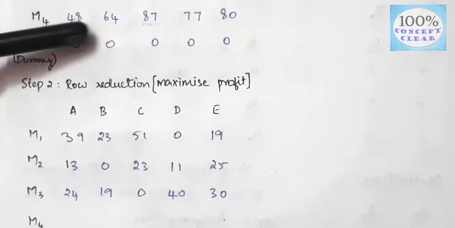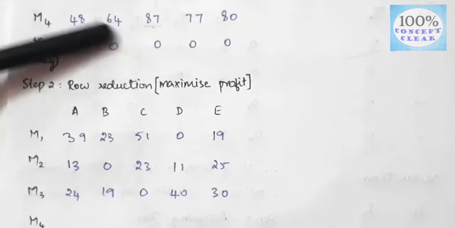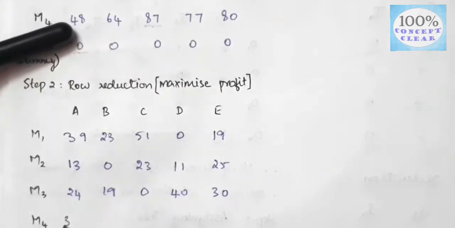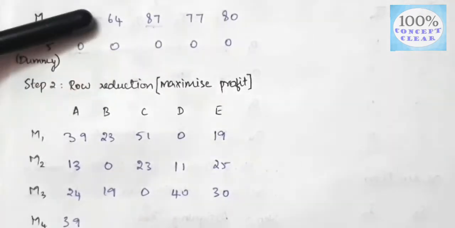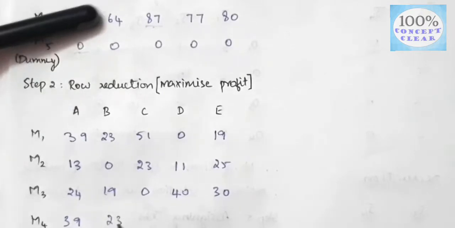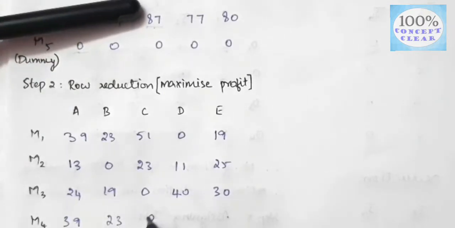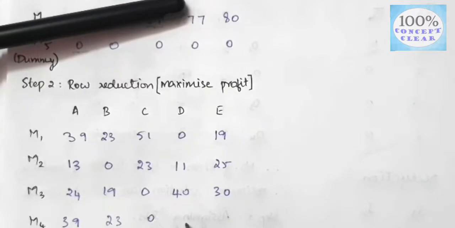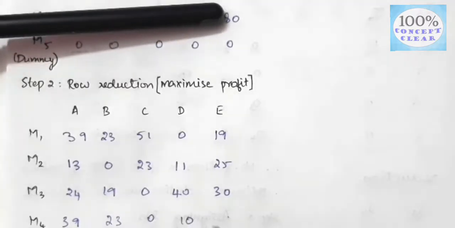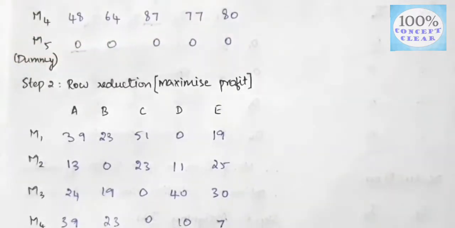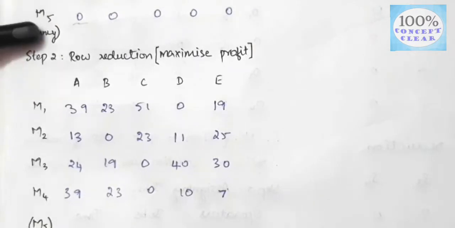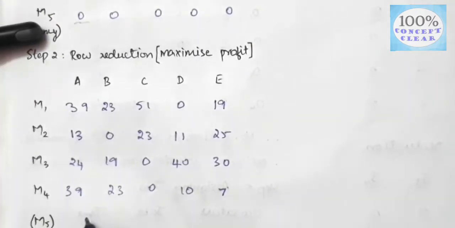Now in the fourth row, the maximum value is 87, so 87 minus 48 is 39, and 87 minus 64 is 23, and 87 minus 87 is 0, and 87 minus 77 is 10, and 87 minus 80 is 7. And in the fifth row, all are 0, so just enter that.